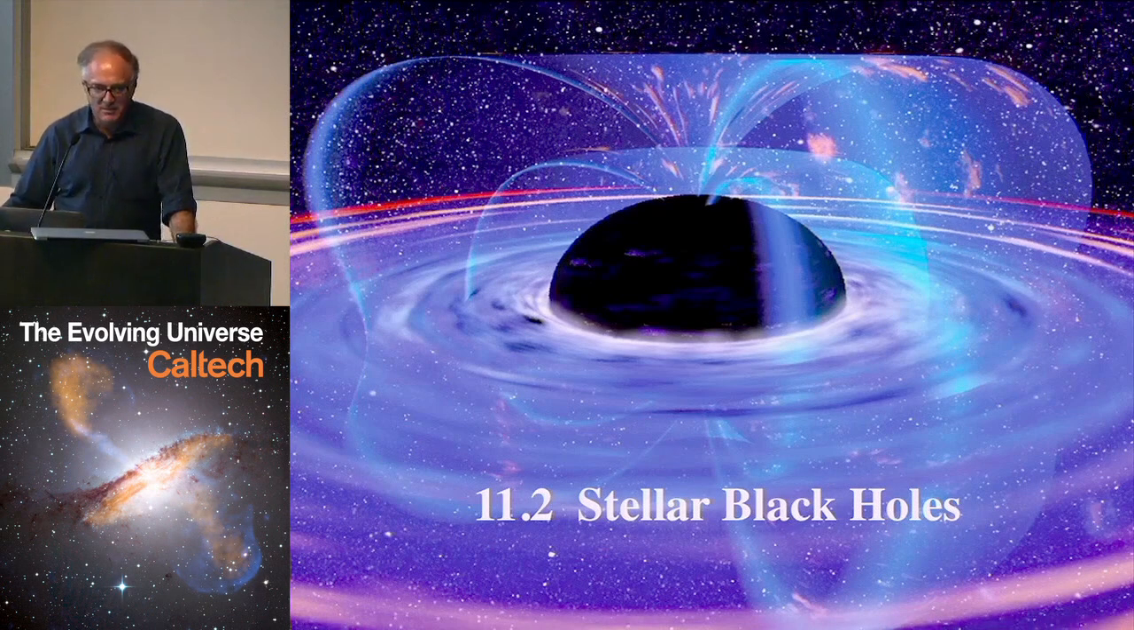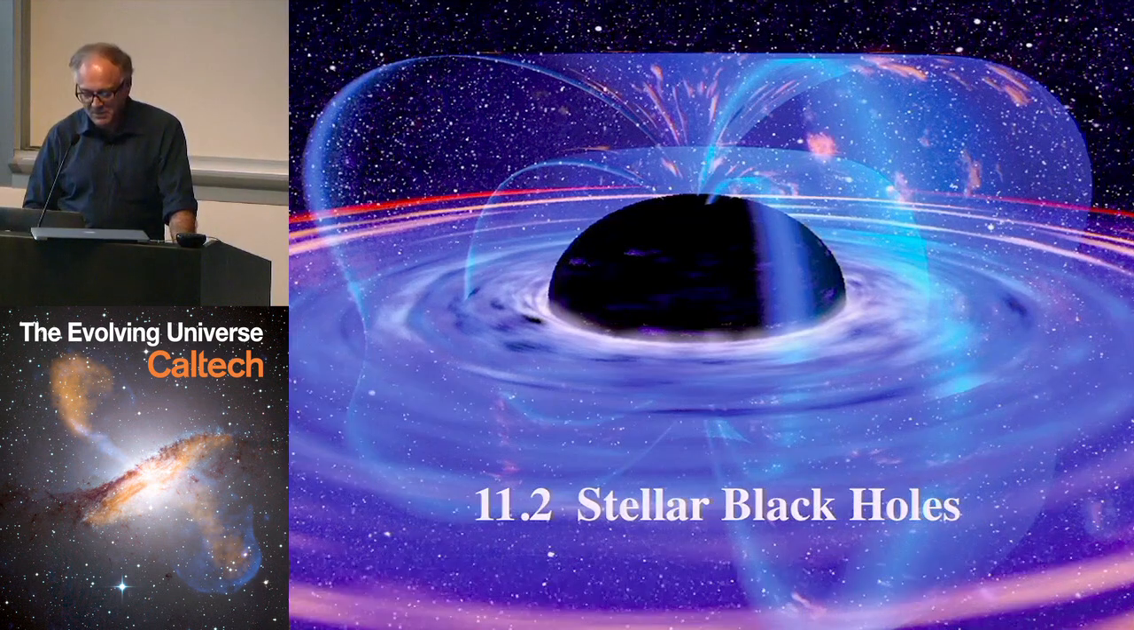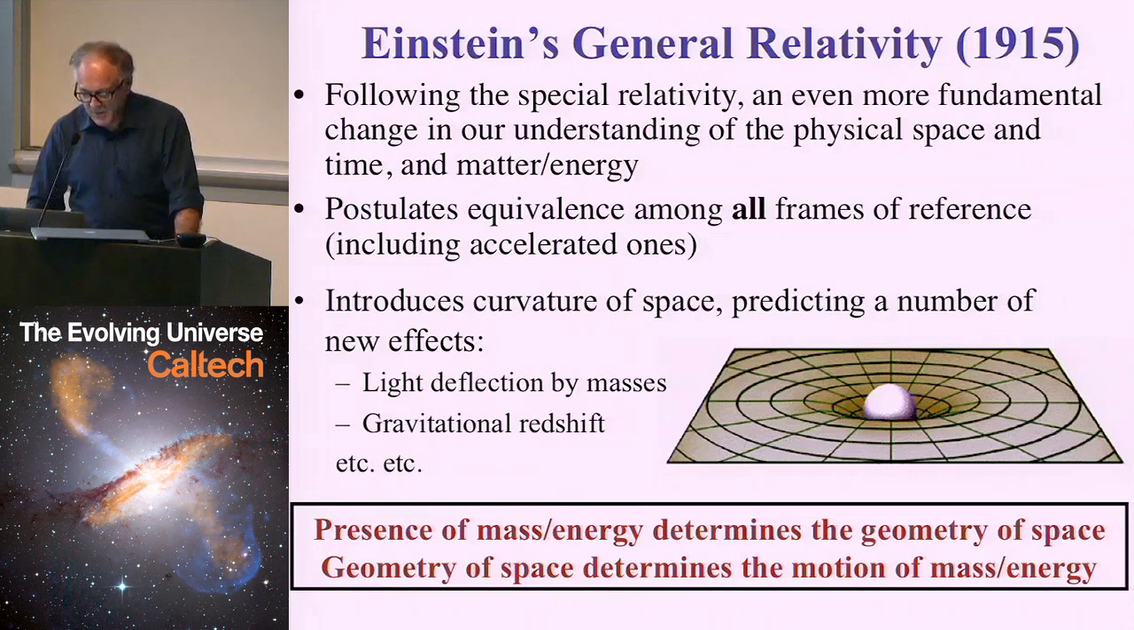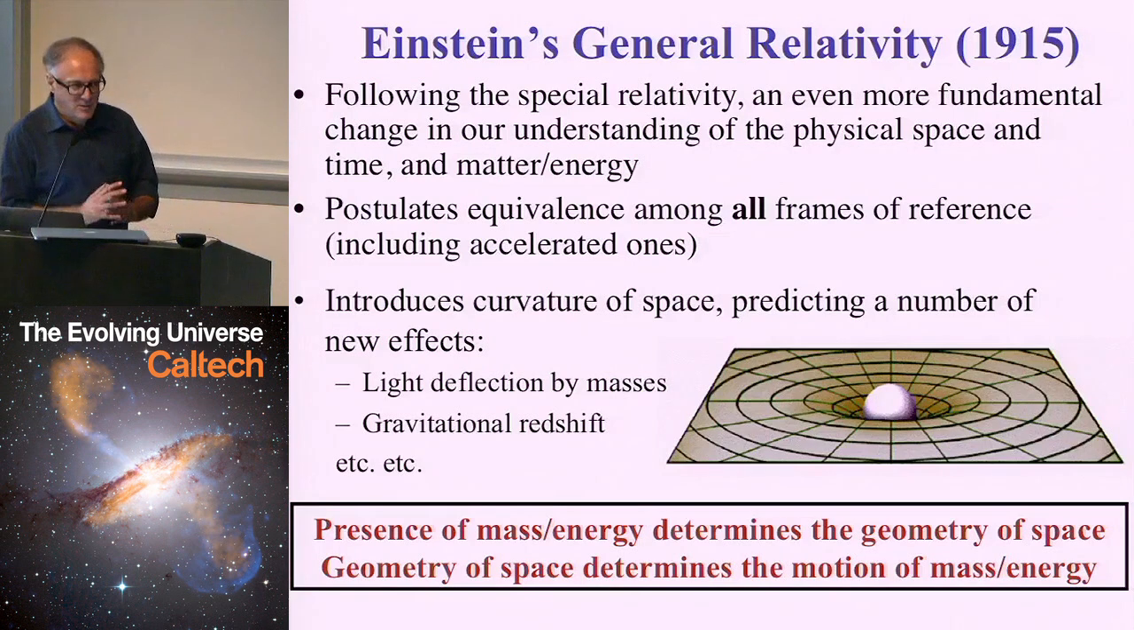Let's now talk about perennial favorite, black holes. And first, we'll talk about black holes in general and stellar black holes, then we'll turn to their bigger cousins. This is a one slide condensed version of general theory of relativity.